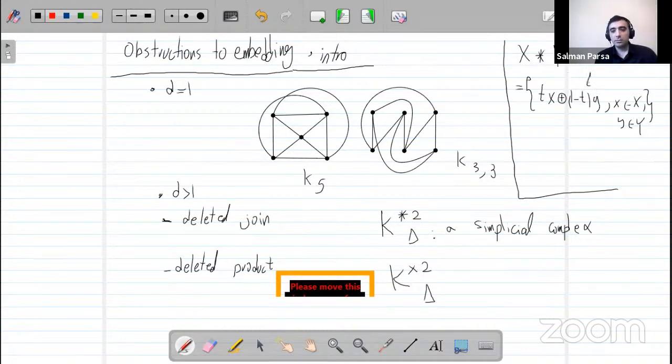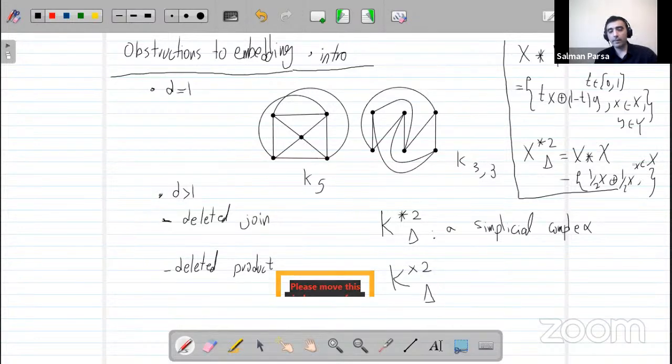Here t is 0. And also, for an arbitrary space, we can take the dilated join to be the join of X with itself minus the subspace which is halfway through, half X plus half X. So you remove this kind of diagonal of the join from it, and that gives you the dilated join.